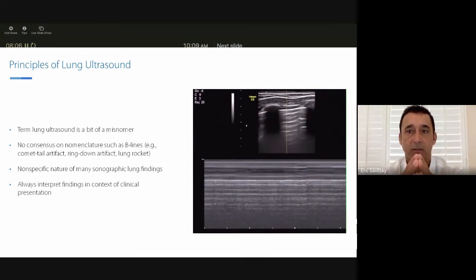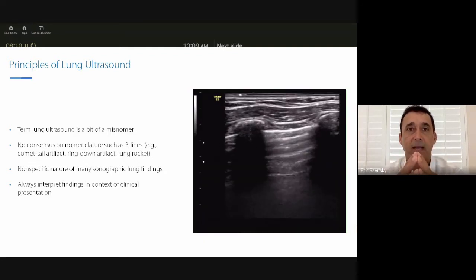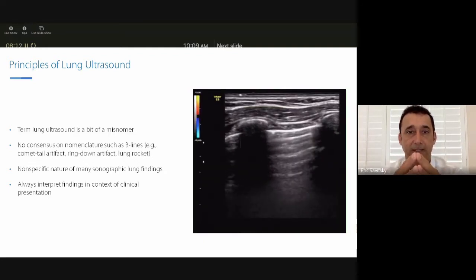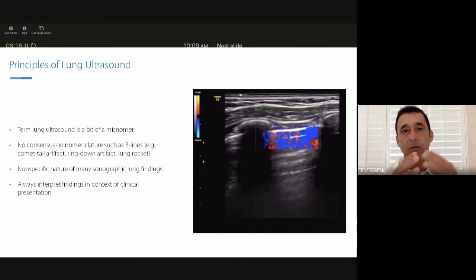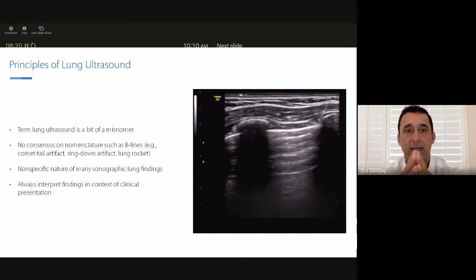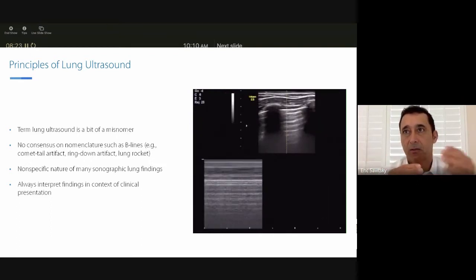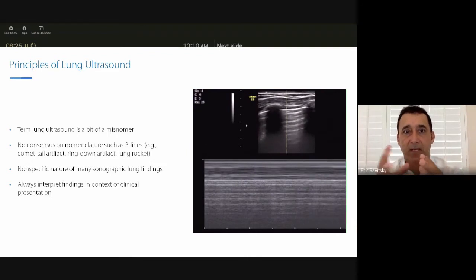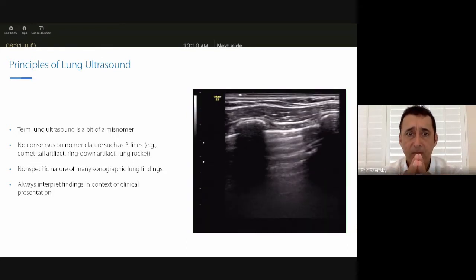on nomenclature. There's a variety of consensus groups and guidelines that have put out some attempts at unifying the nomenclature, but B-lines, for instance, have been referred to as comet tail artifacts, ring down artifact, lung rockets. Alveolar interstitial syndrome goes by interstitial syndrome, as well as a variety of other names. So there's a lot of varying nomenclature, and we'll try to unify that today.